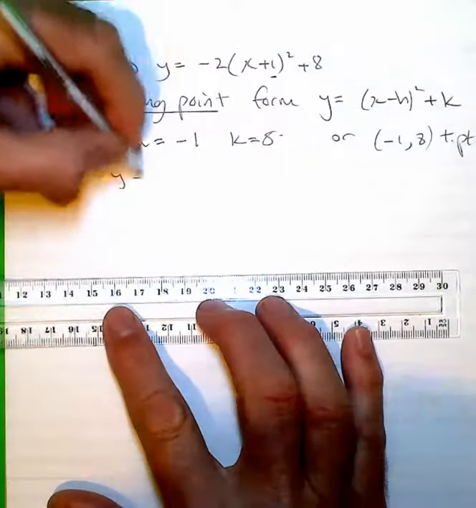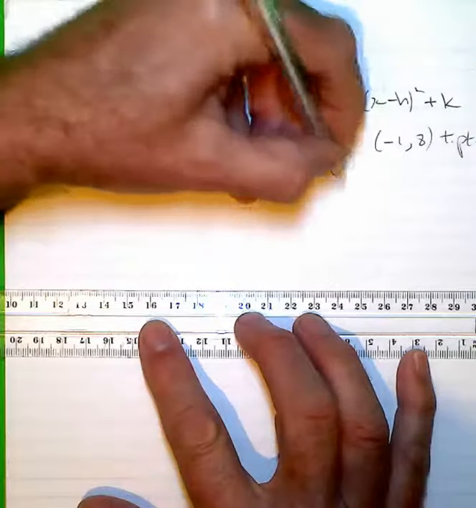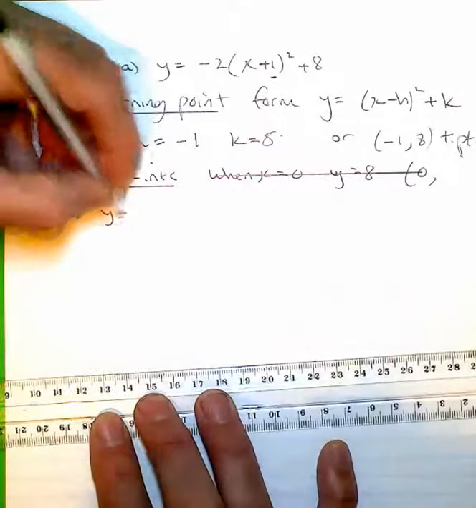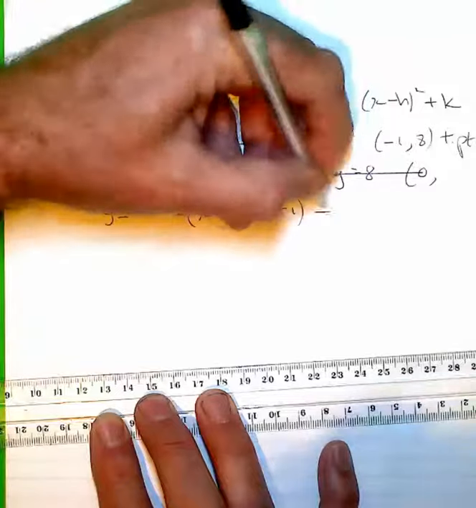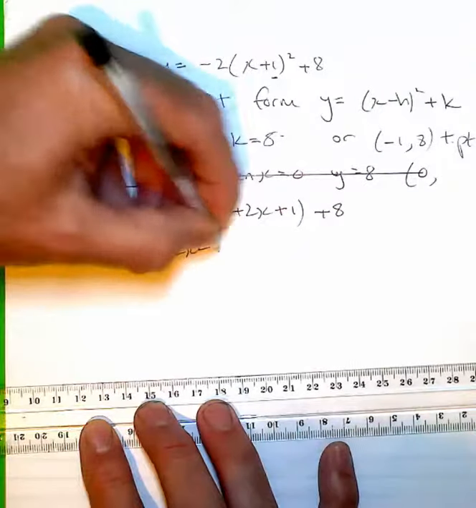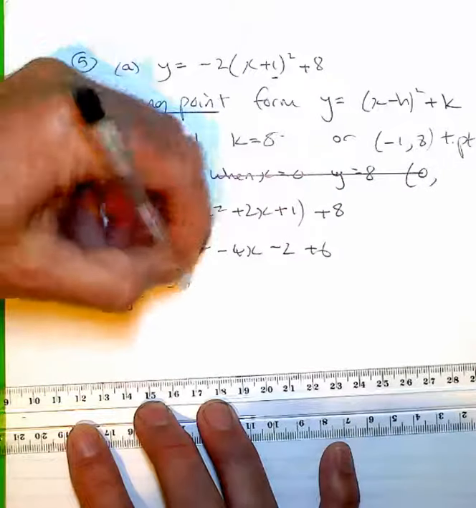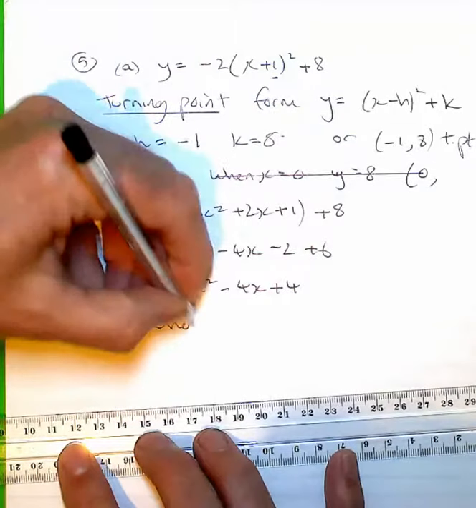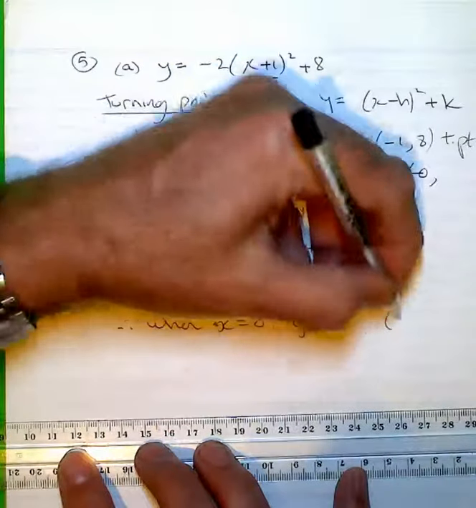x-intercepts. Before I do that, I better tell you the y-intercept, of course. When x is equal to 0, y is equal to 8, or actually, I better expand that. I have to expand that. So y is equal to -2 x squared plus 2x plus 1, perfect square, plus 8. So expanding this to really work a lot more with this. So therefore, when x is equal to 0, y is equal to 4, or the point 0, 4.